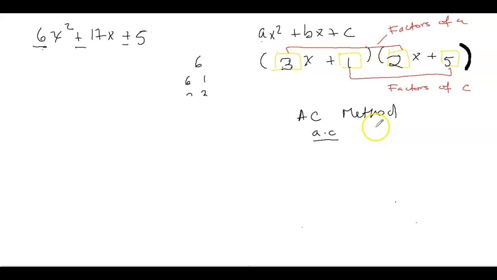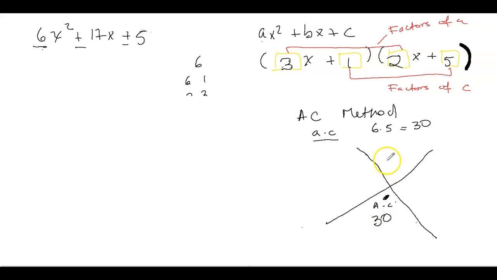So you're multiplying those. You have 6 times 5 is 30. And it's accompanied by the diamond method. Think of this as a diamond, where we want the product, the A times C product, which in this case is 30. And here you want two numbers that add up to the middle term, 17.